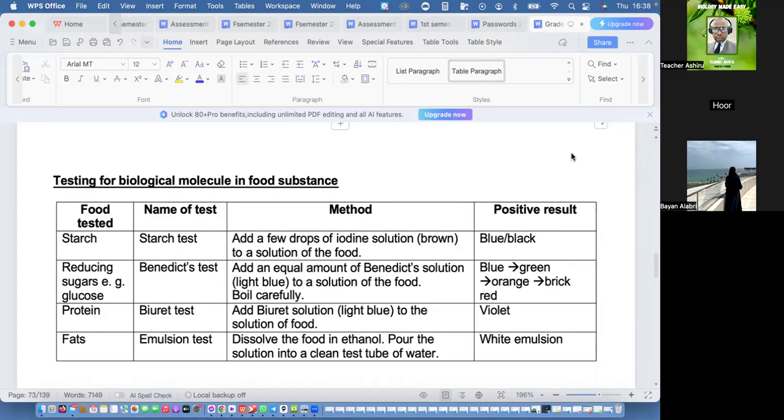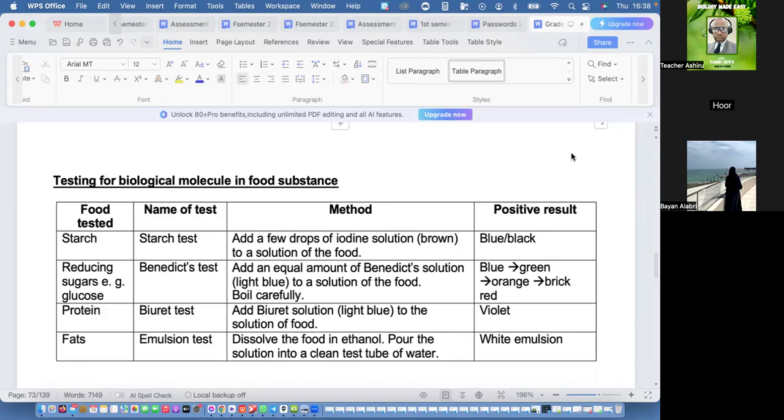Now, what is the method? Add a few drops of iodine solution, which is usually brown in color, to a solution of the food. We're looking at starch in a particular food, so we make a solution of the food by adding some water to make it liquid, and then add iodine solution.